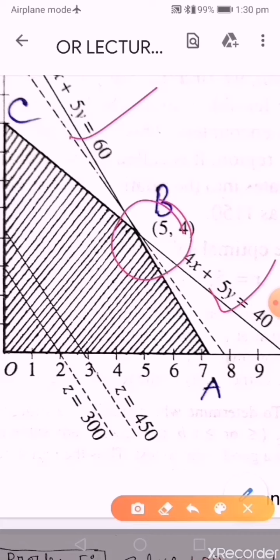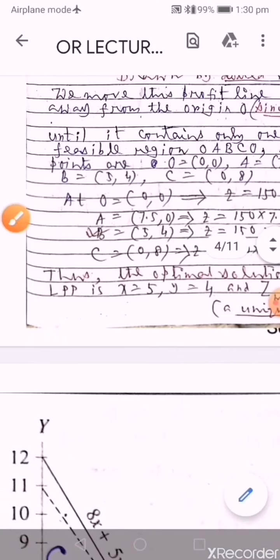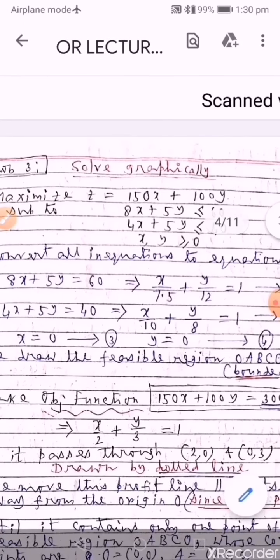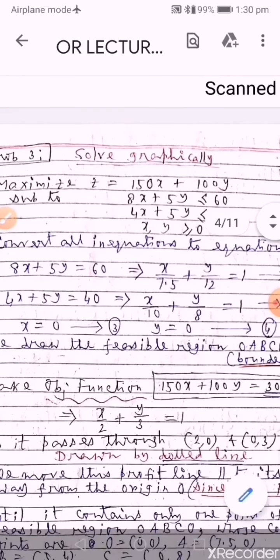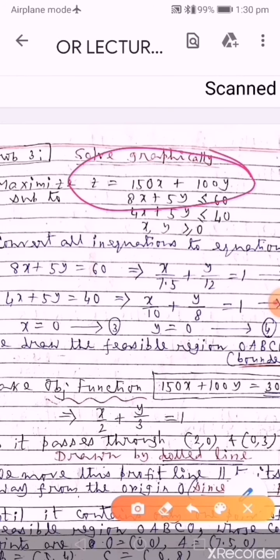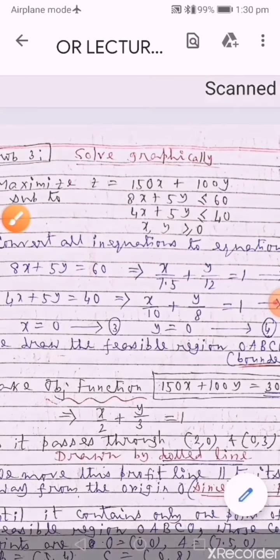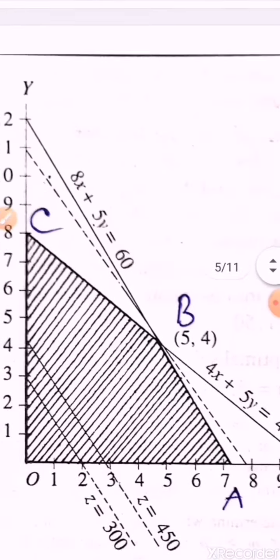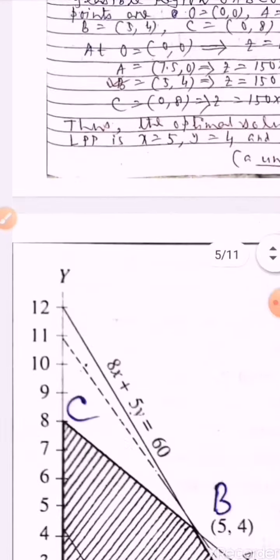Now this 5 and 4, that is x is equal to 5 and y is equal to 4, will give our solution, that is, it will maximize our objective function 150x plus 100y. Here we will put the values of x and y as 5 and 4 respectively, and after simplification we will get the right answer.